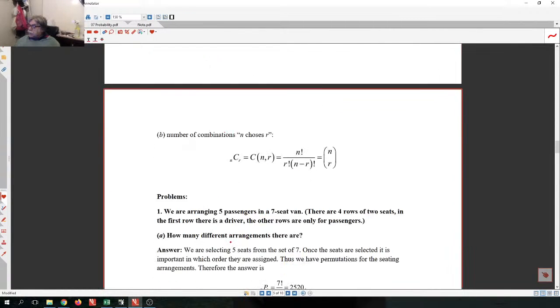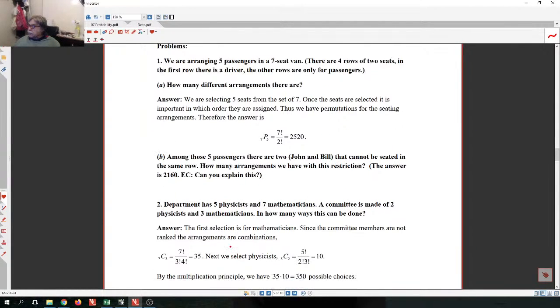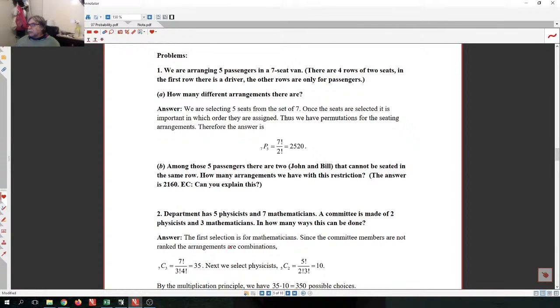Okay, so the first set of problems I have here is about arrangements, that when you are choosing a certain number of things that you need to do with people. So the first problem, it says you are arranging 5 passengers in a 7-seat van, and it has 4 rows of seats, but in the first row there is a driver, and so you don't have that for a passenger, so you have only 1 seat for a passenger, and the remaining 3 rows you can put passengers. Something that looks like this.